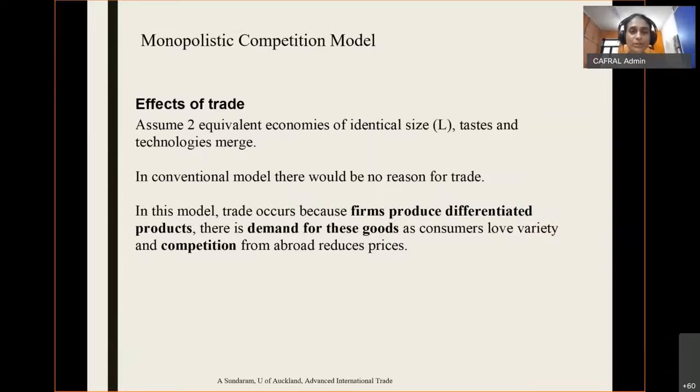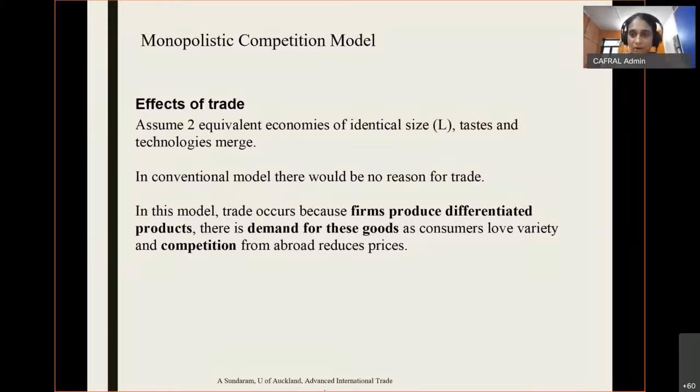What we're going to do is just take two economies that look exactly alike, and we just merge them together. So these are just exactly the two same economies. If you think about your neoclassical models, which is Heckscher-Ohlin and the Ricardian model, there's absolutely no reason to trade, because note that these are identical economies. They have the same size, they have the same technology, they have the same tastes. Consumers are the same. So there shouldn't be a reason to trade in a conventional trade model, in a neoclassical model.